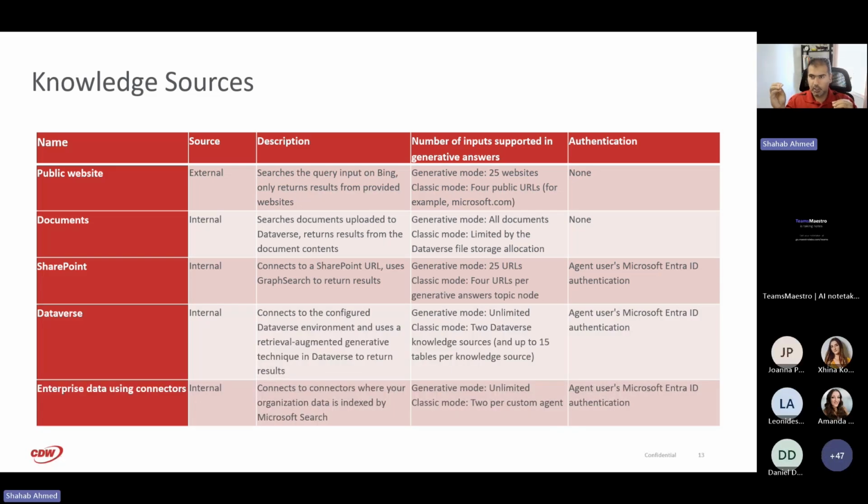For the same set of knowledge sources, there are different ways of attaching them to the agent. For example, you could take those documents from your SharePoint and attach them as a particular document. Or you could take that information, put it in a database, or take that SharePoint repository and attach it to your agent.